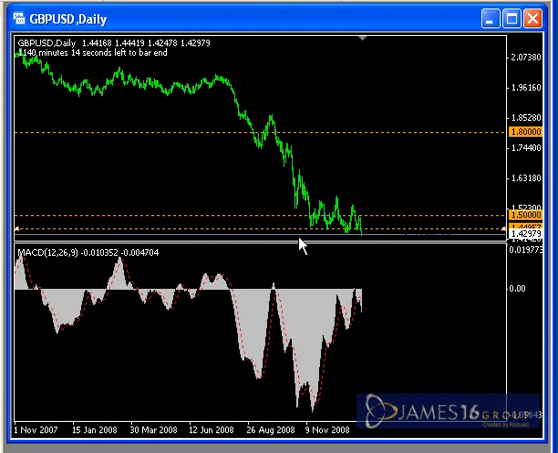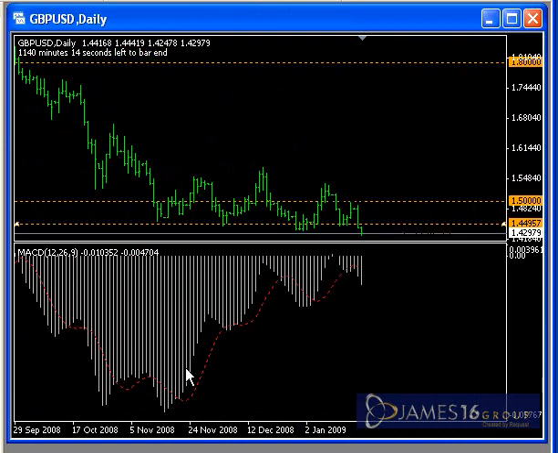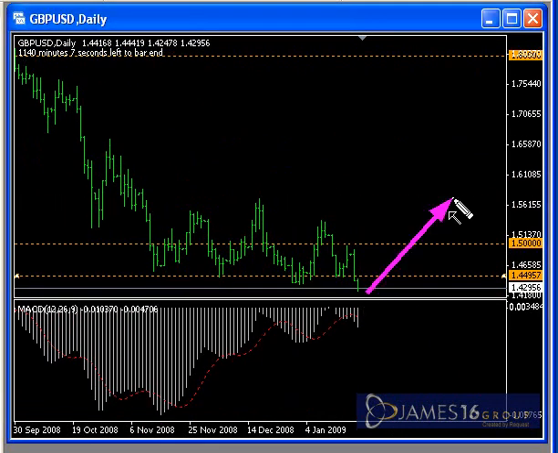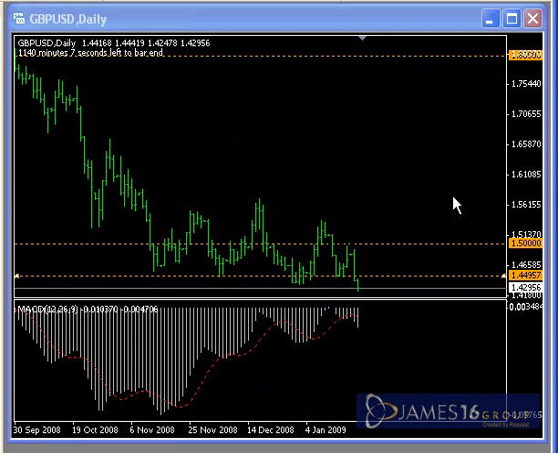I don't use the MACD or an oscillator exclusively, but you could clearly see here that price is waiting for some reason to go long here. So I'm always well aware of that. You could be trading into that.